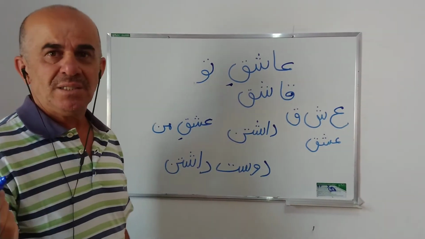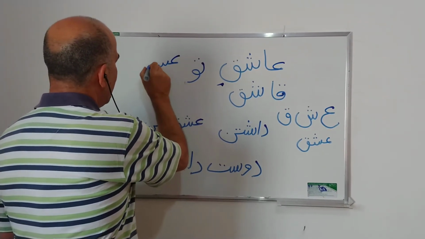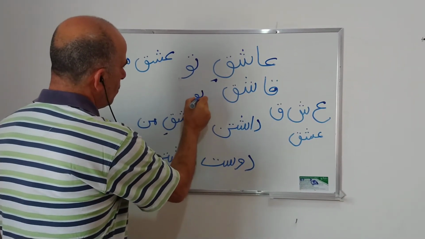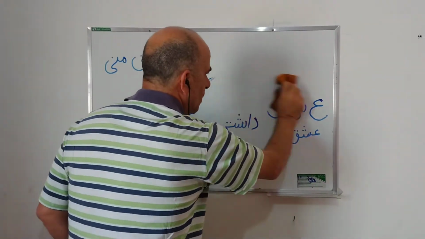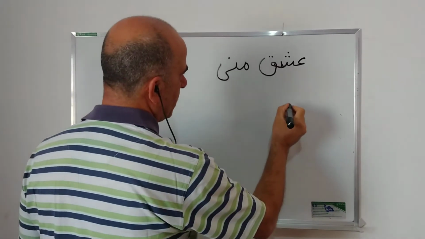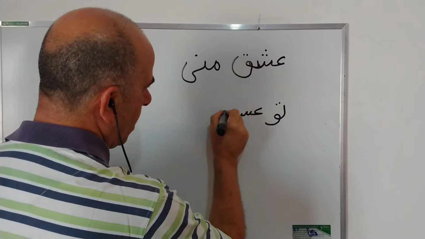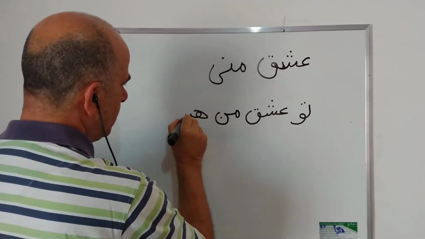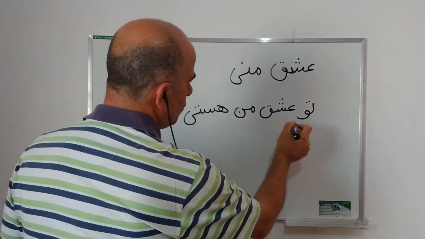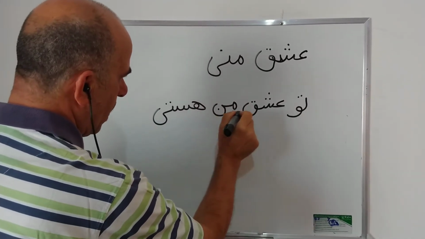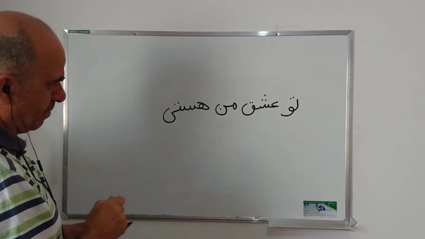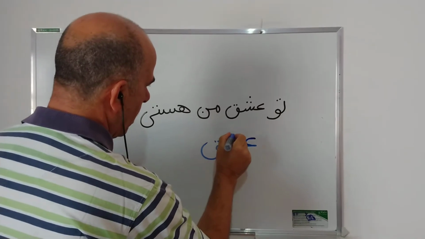And there's a song. Eshe mani junum. Okay? So we have Eshe mani. You are my love, which is short for to. Eshe mani means to Eshe man hasti. Instead of saying to eshe man hasti, you are my love, say eshe mani. Just eshe mani.